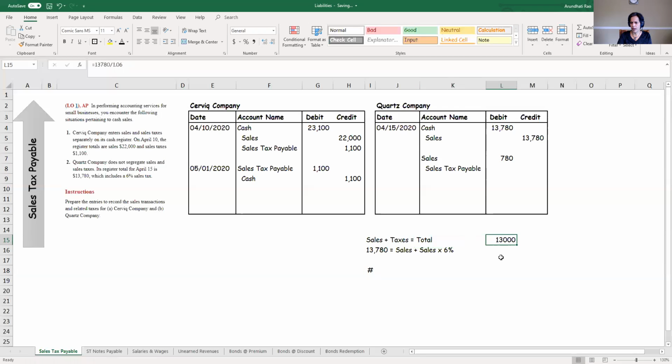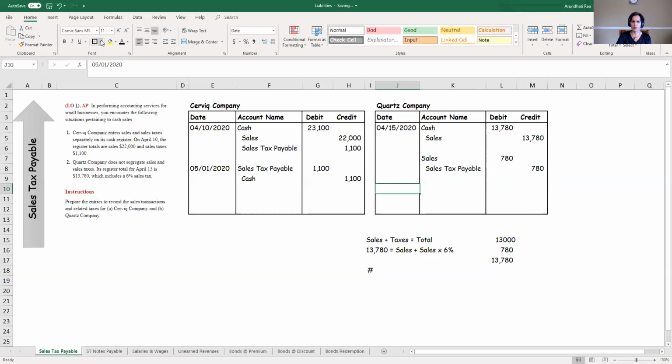That gives me 13,000. So let's just verify if this calculation is correct, what I did. Let's calculate 6% of this number. That's 780. When you add the two numbers together, you will get the 13,780. So once again, how did I do this calculation? This number divided by 1.06 will give me the sales number. So the difference then is the amount that was collected as sales tax. So my sales tax payable is 780.